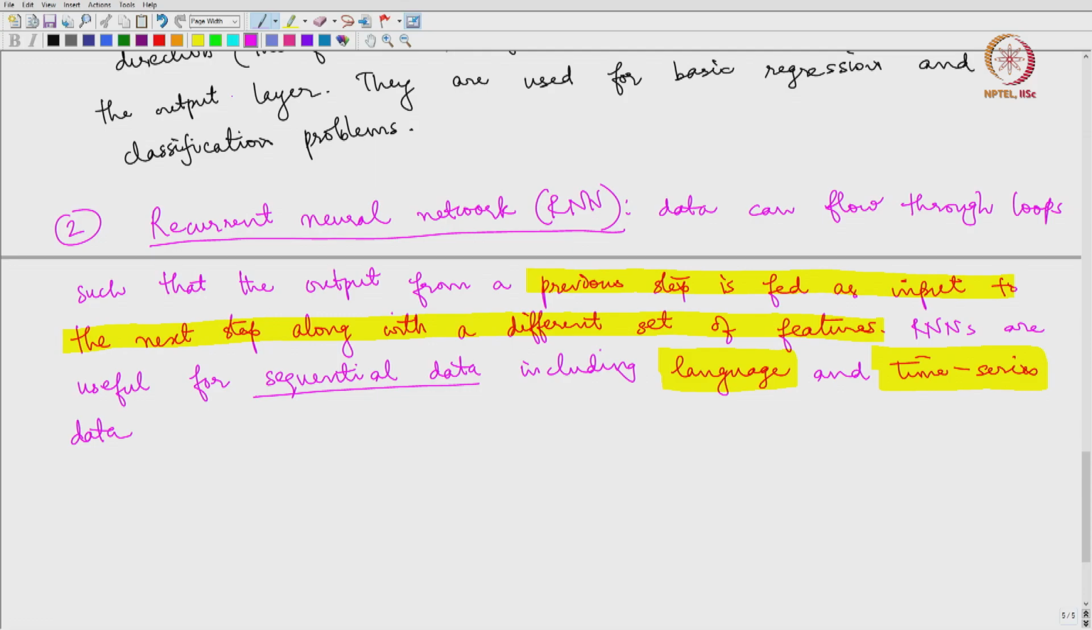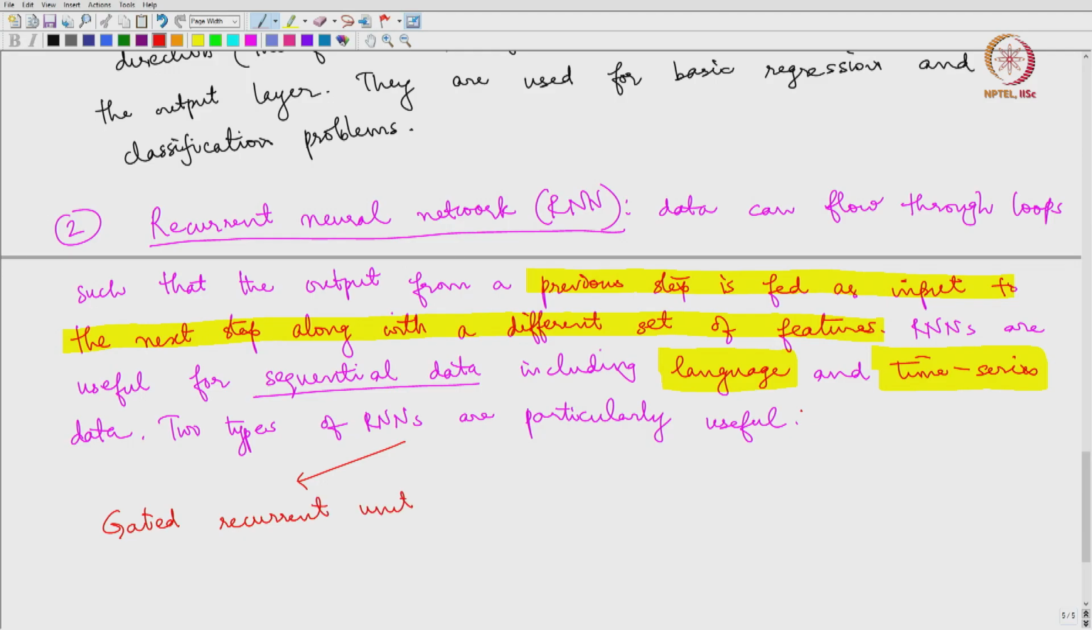Now there are two types of RNNs, and we will touch upon them in this course. Two types of RNNs are particularly useful, and these are called, one of them is called a gated recurrent unit, or a GRU, and another one is called a long short term memory unit.